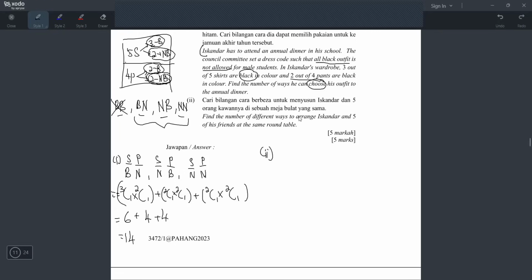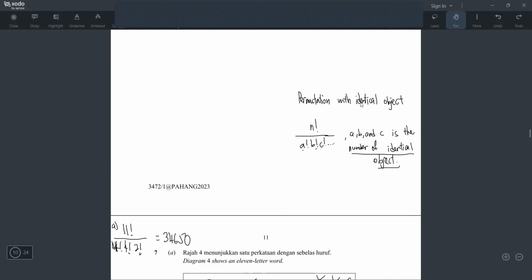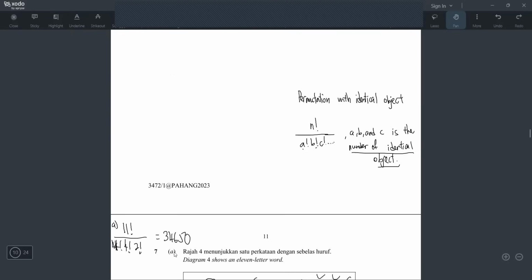Find the number of different ways to arrange Iskandar and 5 of his friends at the round table. Okay, let's talk about round. Circular permutation. Just now I talked about permutation with identical objects for my question A. Now it's time to talk about circular permutation. Do you remember how to do circular permutation? Which formula I have to use? Who still remembers the formula? So the formula is what?